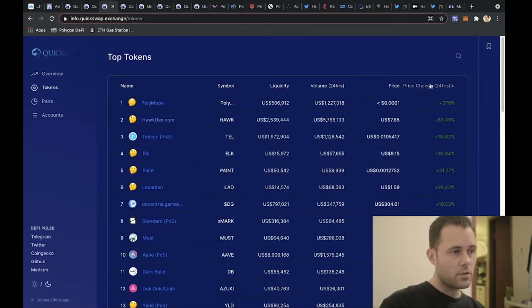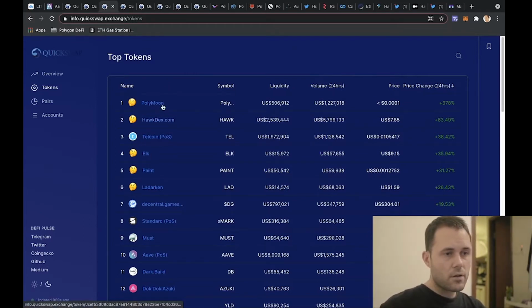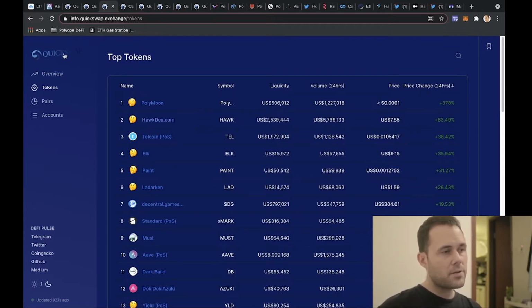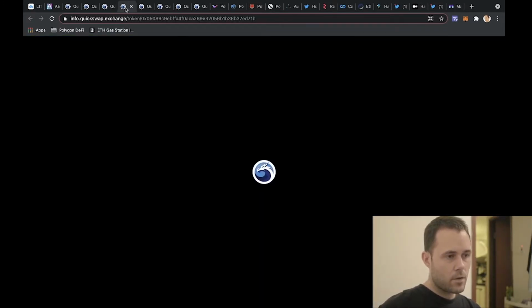So taking a look at the top gainers on QuickSwap, we've got Polymoon, it's an RFI, I haven't touched it. Hordex we're going to take a look at. Elk is one I'd also like to take a look at. Some of these, no idea what they are. So basically, now QuickSwap is the best charting resource on Polygon. I don't know if we're going to be able to load this chart because it's going really slow today.